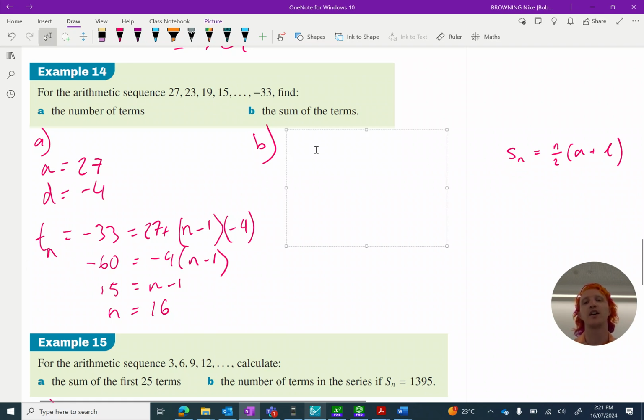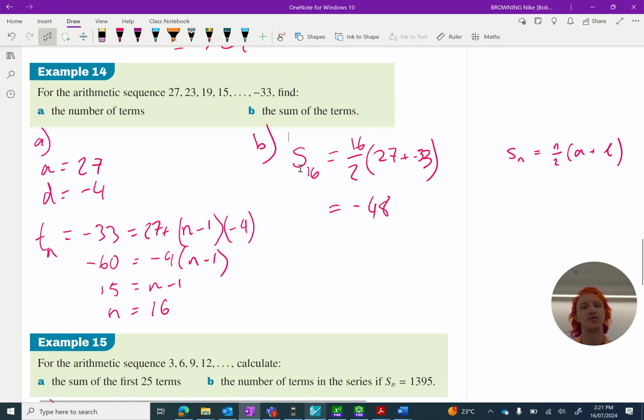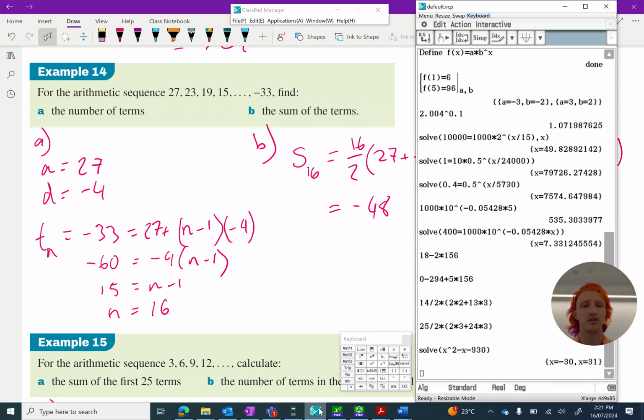On the right side, on our b, we've got the sum of terms. We can put that into the formula because we now have n. We were given a and L. So very simply, S is 16 on 2 times (27 plus negative 33). 27 plus negative 33 is negative 6. 16 on 2 is 8. 8 times negative 6 is negative 48. You can confirm this if you want to use your calculators.